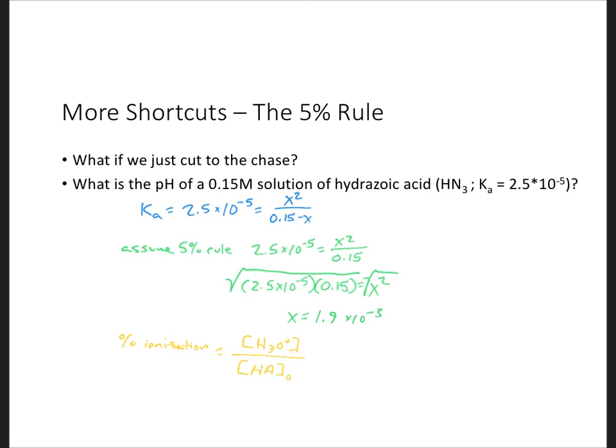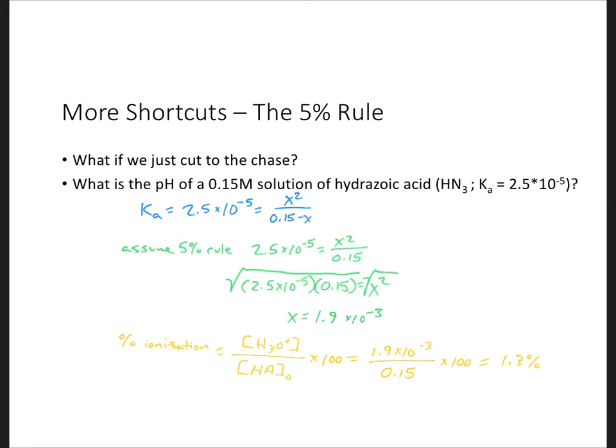Percent ionization is going to be that fraction that ionized and formed hydronium ions divided by the starting concentration of the acid times 100. So I'm going to go ahead and plug in the 1.9 times 10 to the minus 3 that we just solved for, the 0.15 molar, which was the starting concentration of our acid. I'm going to multiply that by 100. My calculator helps me decide that I have a percent ionization of 1.3%.